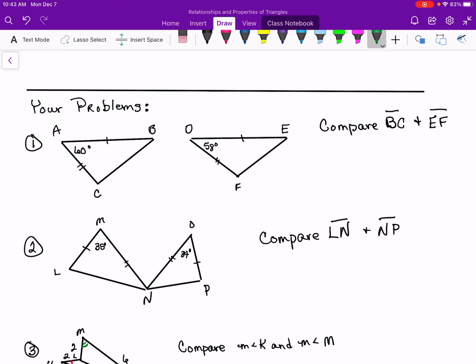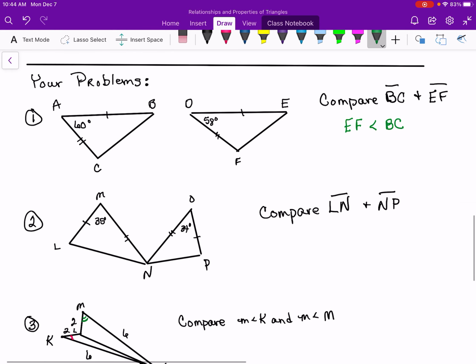So you look at the diagrams in number 1, you find the single hash marks, the double hash marks, and the angles in between. Decide which angle is smallest and write down the length of the side across from that smaller angle. If you need to, stop the video and then turn it back on. All right, so 58 is the smaller one, so EF is across from that. 60 is the larger, so BC is the larger.